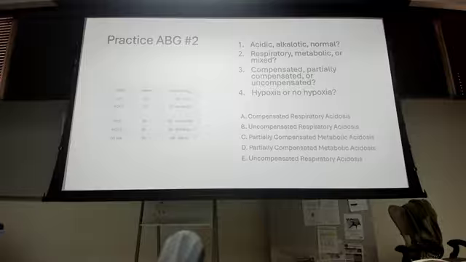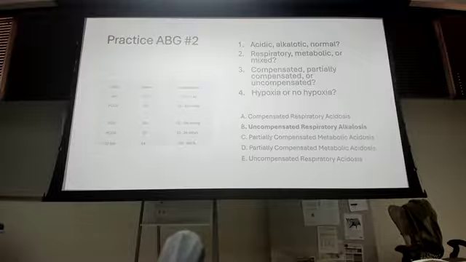All right, pH: acidic, alkalotic, normal. Acidic, right? Below 7.35. Now we look at our PCO2. It's increased, right? So is respiratory the cause? Yeah. Now look at our bicarb. Within normal limits? So is this uncompensated, partially compensated, or... so which is our answer?